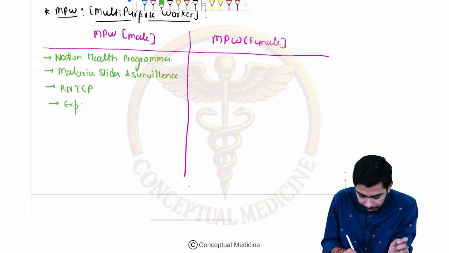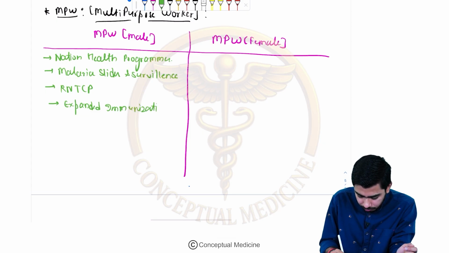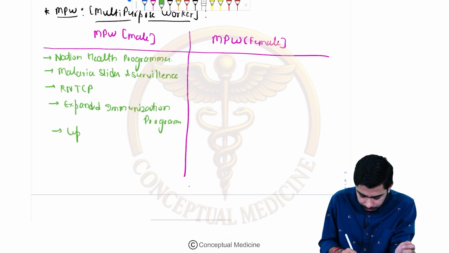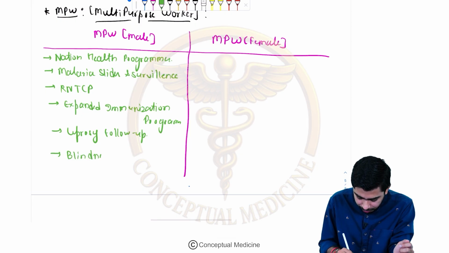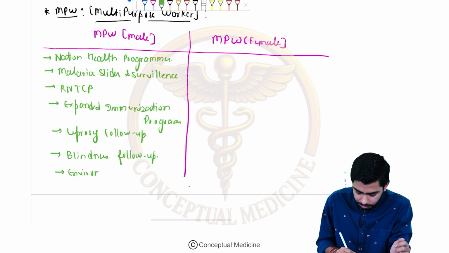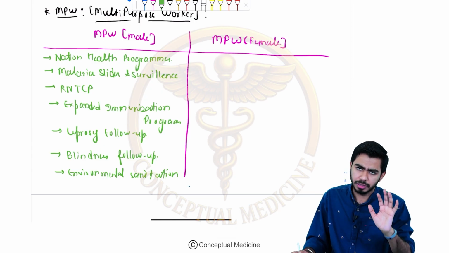Then what about the expanded immunization program? Expanded immunization program, right. About the leprosy follow-up cases, right. About the blindness cases or the blindness follow-up cases, right. And about environmental sanitation, right. So there could be so many features of the multi-purpose worker as far as the male is concerned.